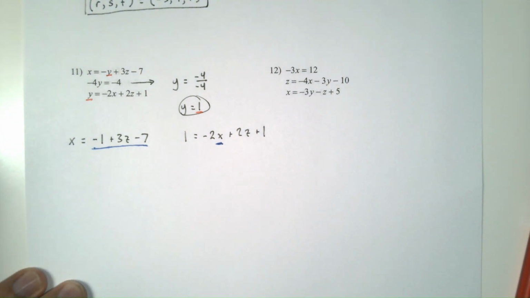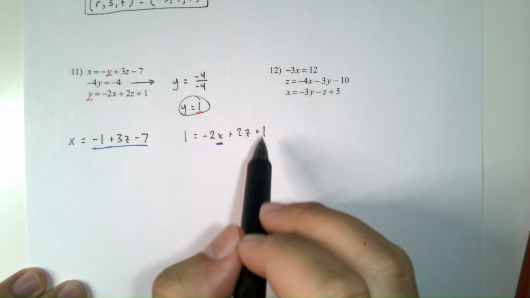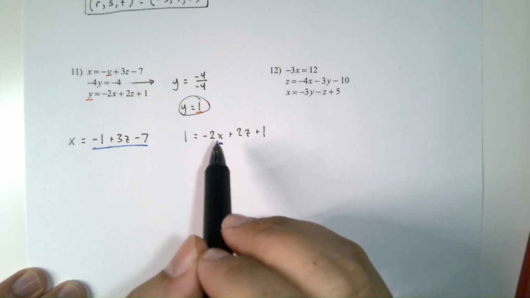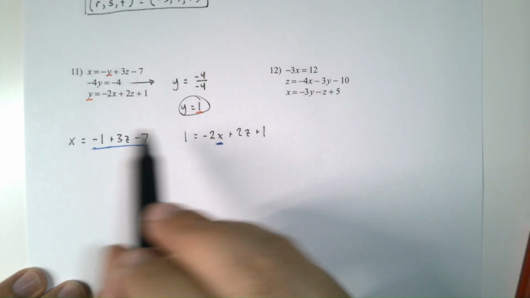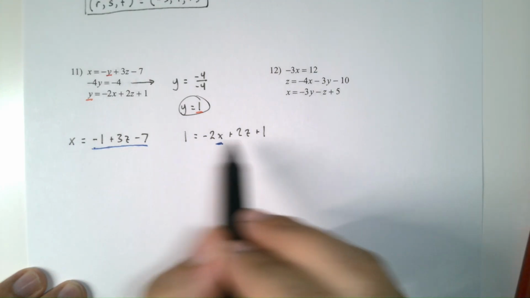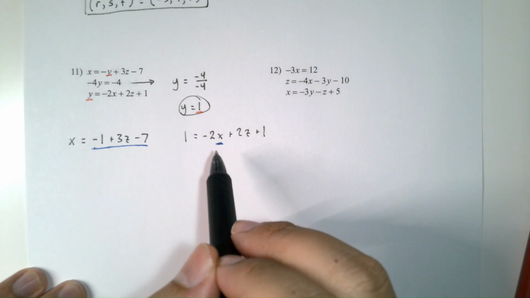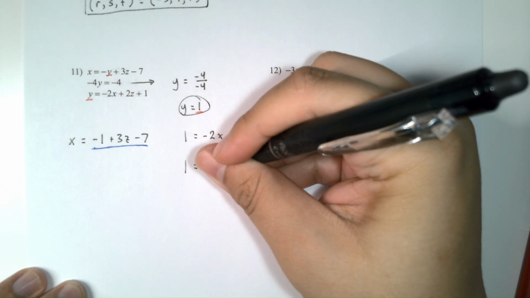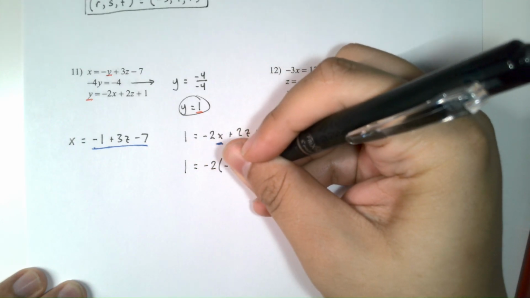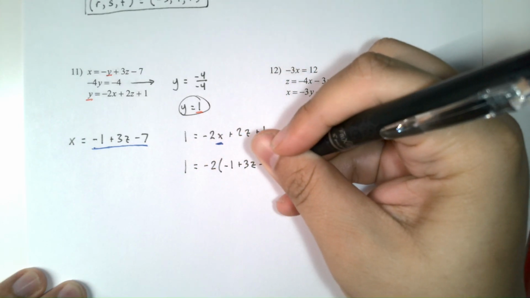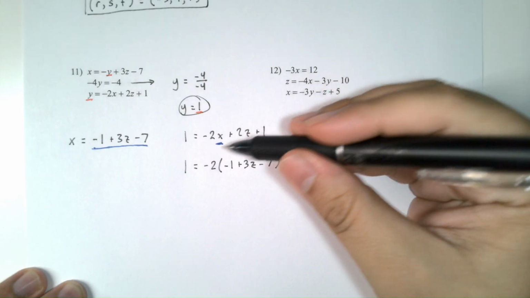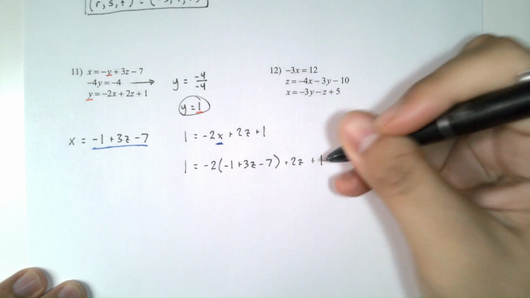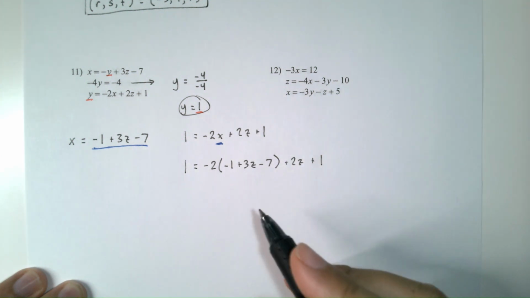What that's going to do is leave us with an equation entirely in terms of z, because there's only z's here, and then the one x in this equation is going to get swapped by z, so we'll only have z's in this equation. That'll allow us to solve for z. That's going to give us 1 is equal to negative 2 times negative 1 plus 3z minus 7. And then we have that plus 2z still, and then plus 1. And let's see what happens.